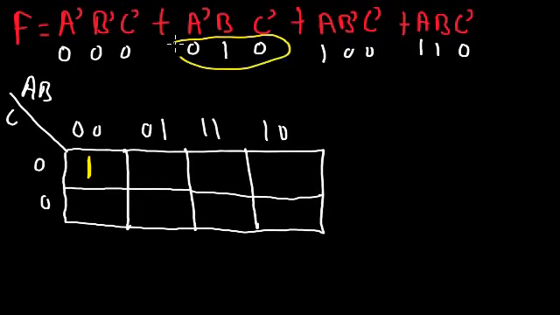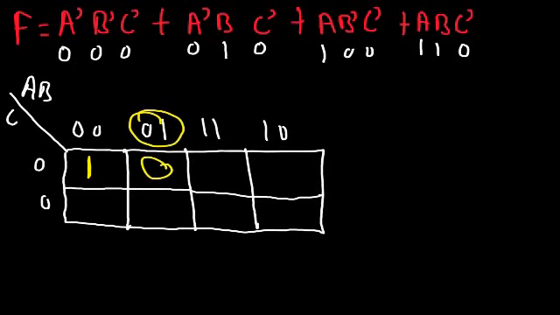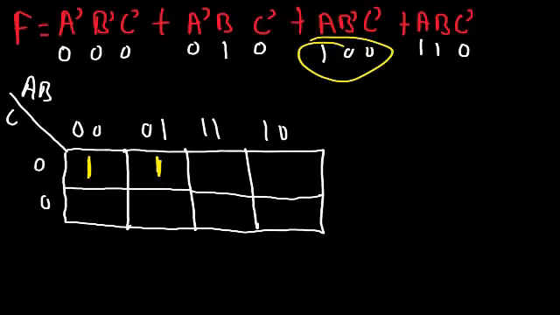When A is 0, B is 1, C is 0, that is this box, so that will be 1. When A is 1, others are 0, that's this box. I'm going to fill that with 1. When A is 1, B is 1, and C is 0, that's this box. Right now, we can group the ones.